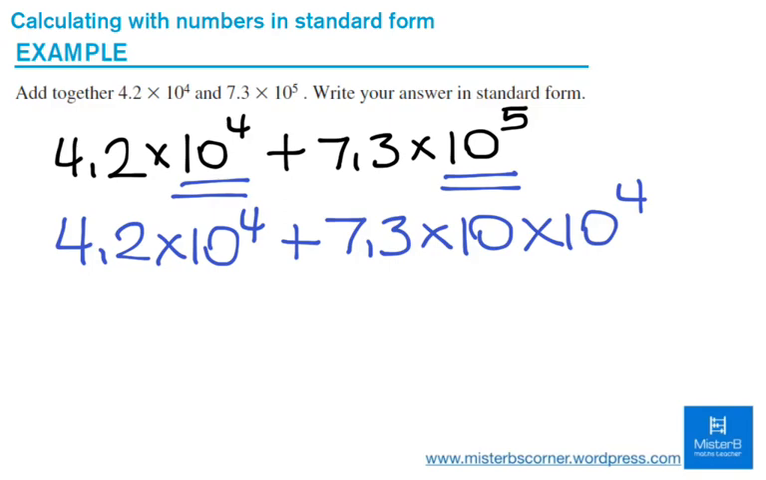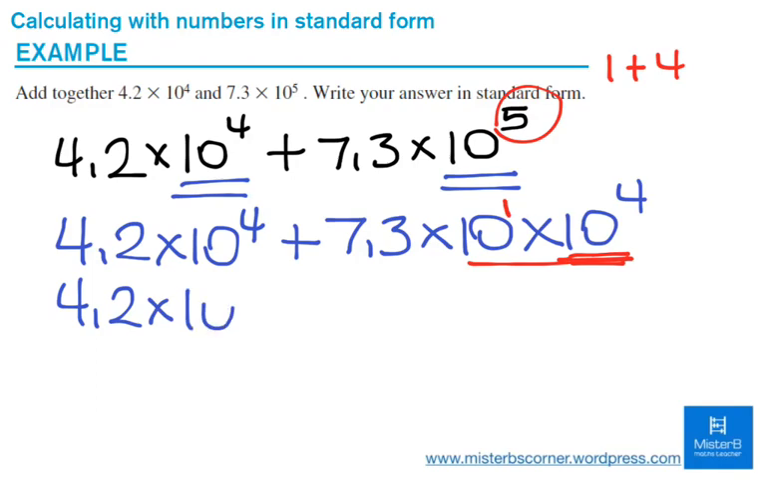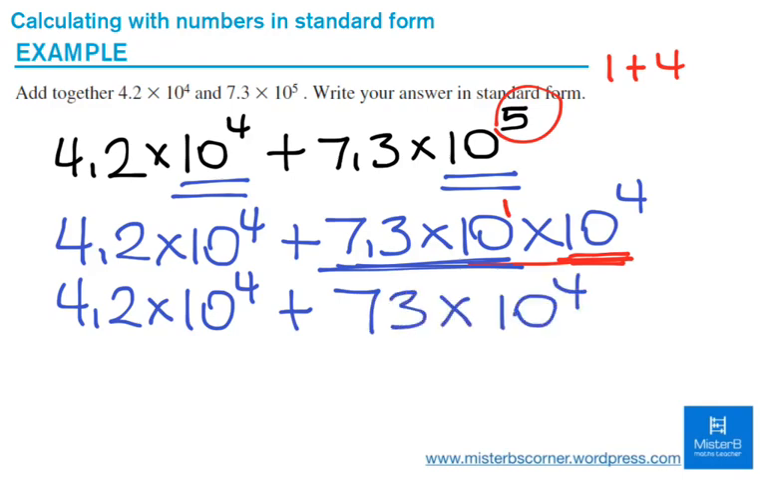You can see that 10 is 10 to the power of 1, and just because these powers of 10 are in multiplication, I can add the powers, like 1 plus 4 being 5. So what I did was I just took one of the 10s out of this index form. And I'm going to have this second number now as 7.3 times 10, which is 73, times 10 to the power of 4. Now I have the same power of 10 to the power of 4.